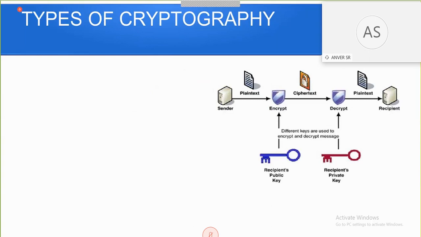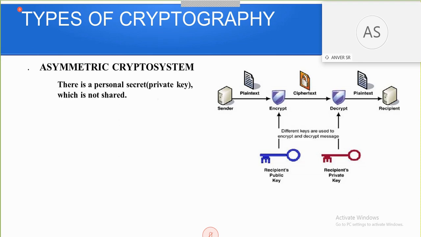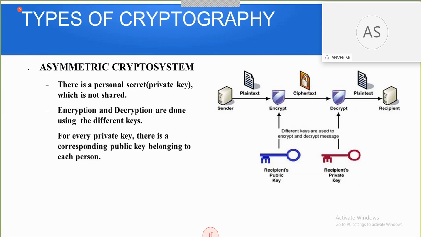Okay, Aparna, next slide. So the second type of cryptography is asymmetric crypto system. Next. Okay. So here in asymmetric crypto system, there is a personal secret. There is a private key which is not shared. The private key is known only to that participant. And encryption and decryption are done using two different keys. Okay. So here, for every private key, there is a corresponding public key belonging to each person. And if there are n participating entities, then what will be the number of keys?